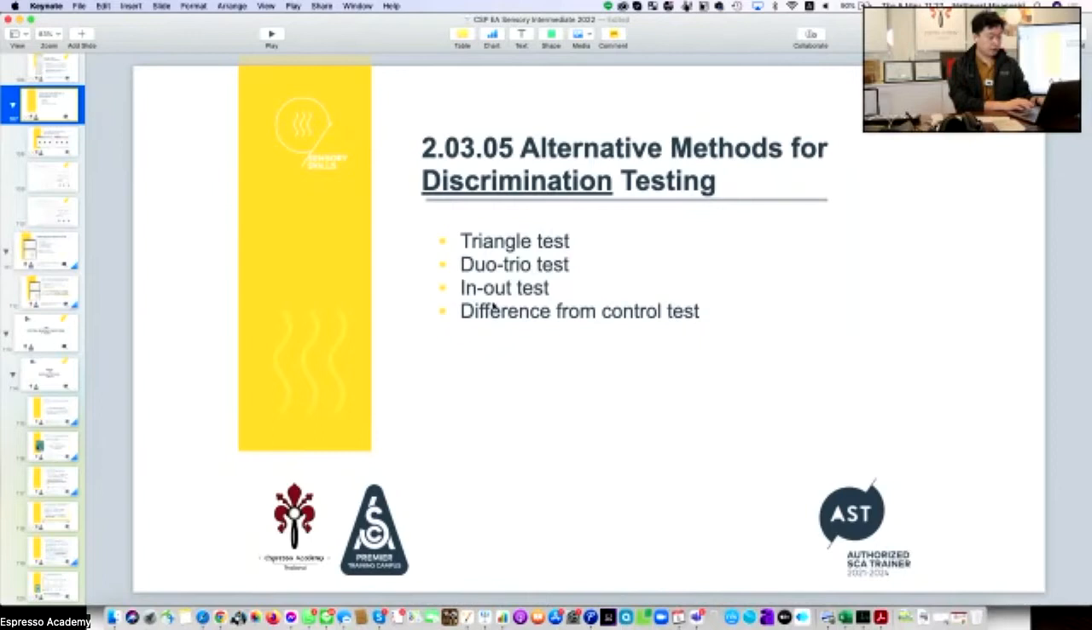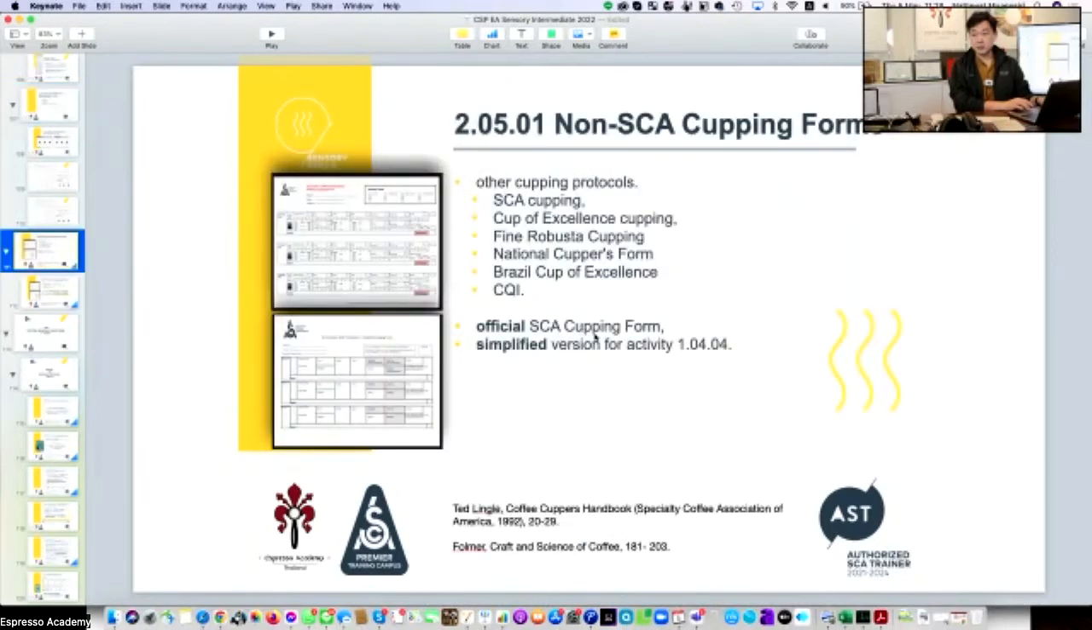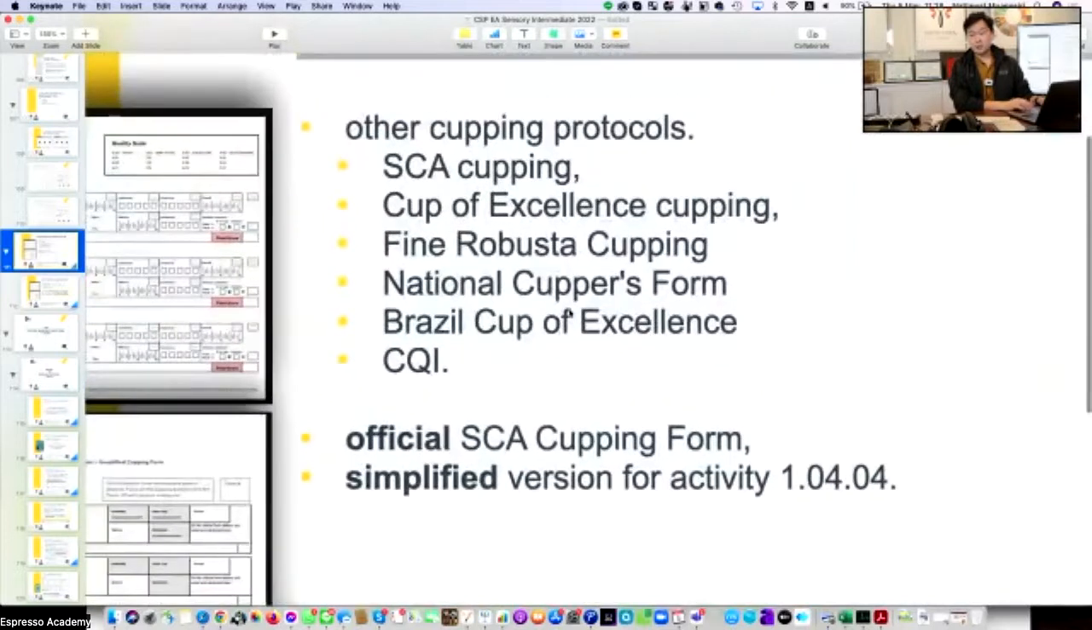So the in-or-out tests are different from the control tests that we will talk about. And about the cupping form, there are many other forms. This is something that you can try, Kim, when you talked yesterday about how you evaluate coffee and you want people to have a local flavor profile for the farmer to understand. You can have your own cupping form for the local farmer, because maybe the SCA cupping form is too complicated for the local farmer. You can make it simple.